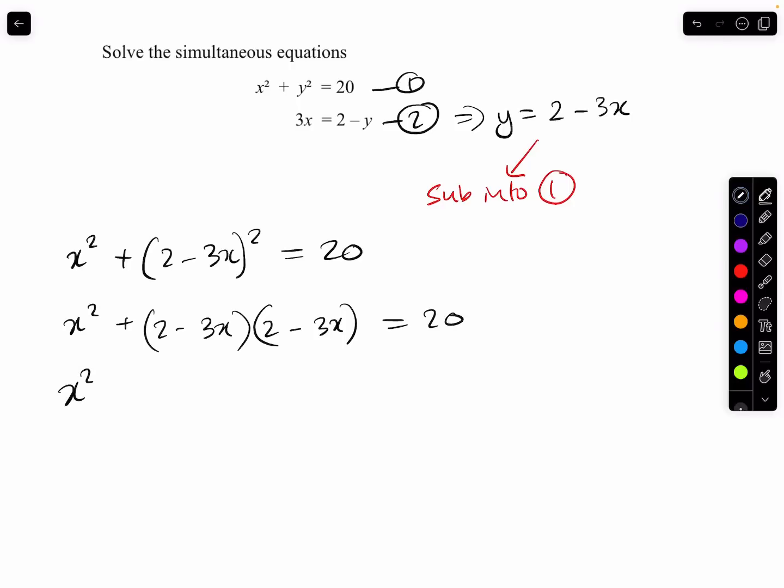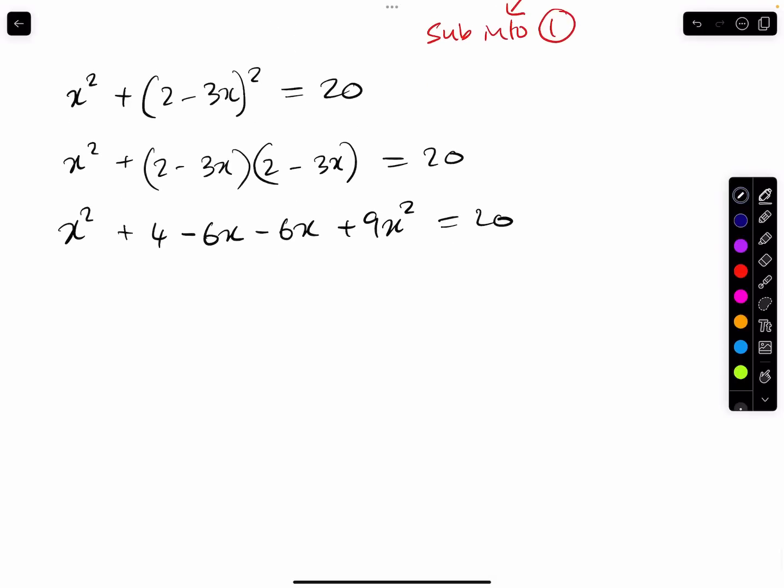So x squared. Now I'm going to expand that bracket out. So 2 times 2 is 4. And then 2 times minus 3x is minus 6x, and then that's the same again, so minus 6x, and then plus 9x squared equals 20. All right, so let's collect all the like terms. So 9x squared and the x squared gives us 10x squared.